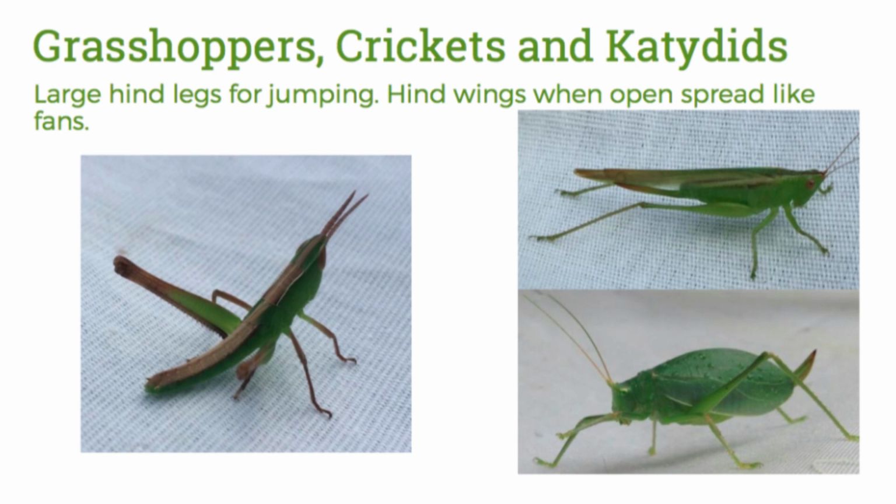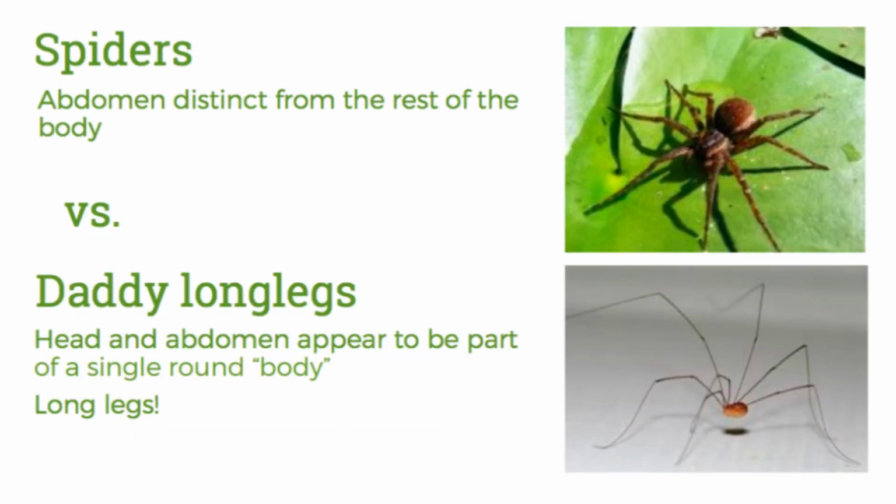Grasshoppers, crickets, and katydids: this order has large hind legs that are used for jumping. When the hind legs are open mid-jump, they spread out like fans. Now, spiders have 8 legs and an abdomen that is distinct from the rest of their body, whereas daddy longlegs also have 8 legs, but their head and abdomen appear to be part of one single round body.